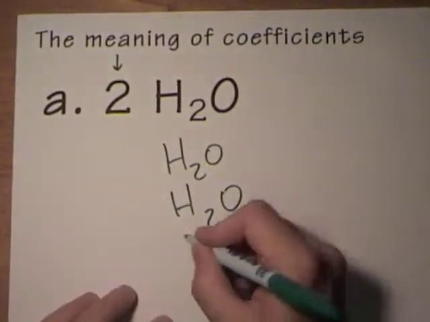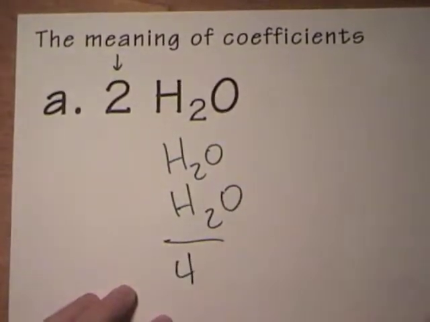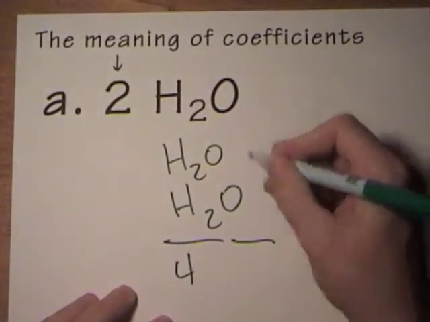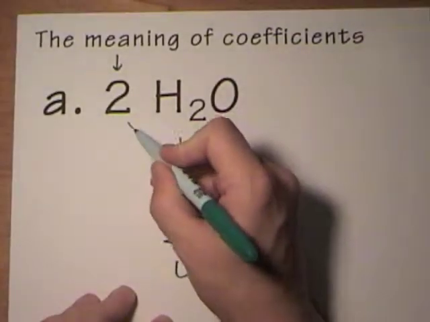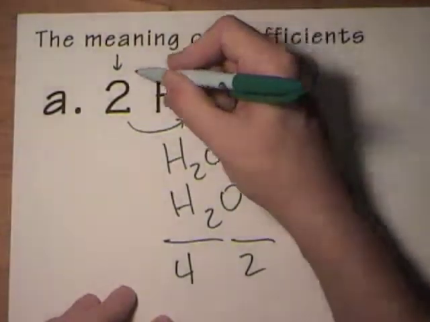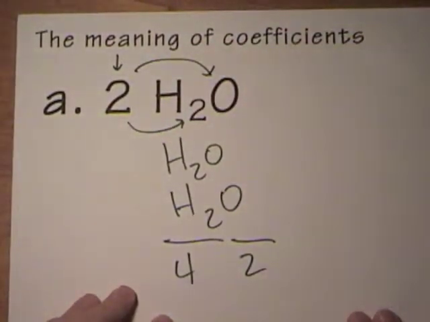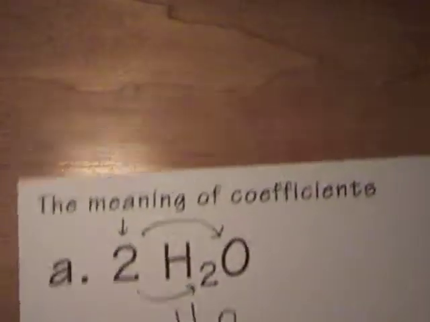So if I were to add up all my hydrogens, I've got 2 hydrogens plus 2 hydrogens, that's 4 hydrogens. If I were to add up all my oxygens, I'd have 2 oxygens. Now I could have also just distributed the same way that you do in your math class. 2 times 2 hydrogens is 4 hydrogens, and 2 times 1 oxygen is 2 oxygens. So it works the same way. Here's another example.